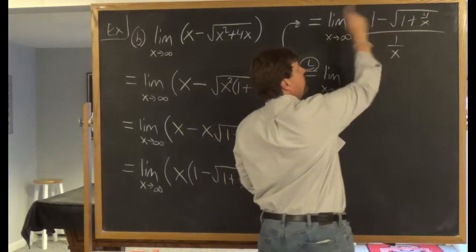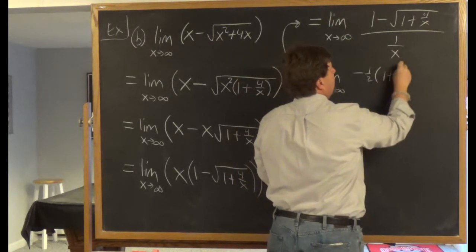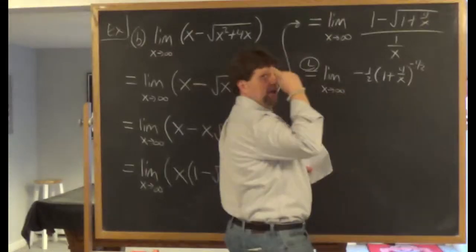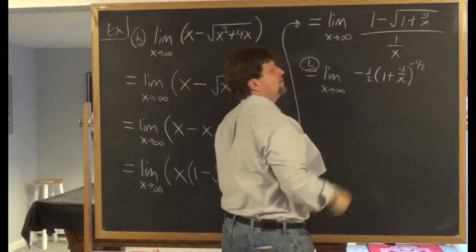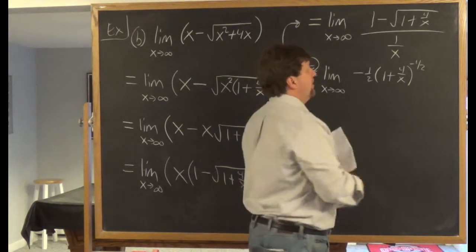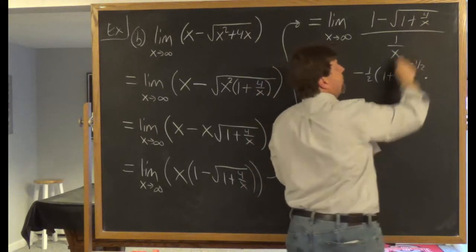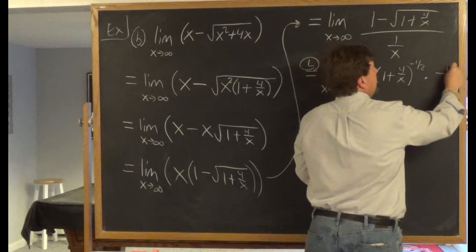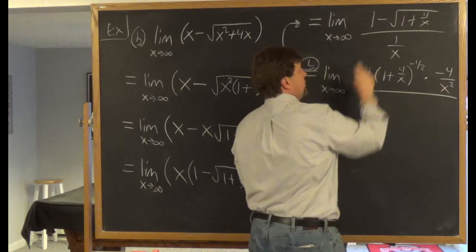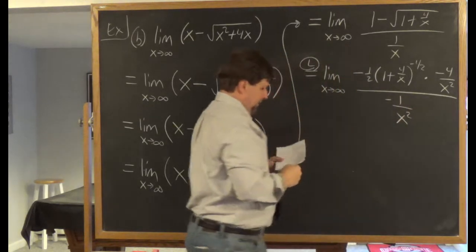Well, up here, the derivative of 1 is 0, so we're at a negative 1/2, 1 plus 4 over x to the negative 1/2 power. Yeah, mentally I rewrote the square root of 1 plus 4 over x as 1 plus 4 over x to the 1/2 power. So it's that times chain rule. I'm going to do the derivative of 1 plus 4 over x. That's negative 4 over x squared. All over the derivative of the denominator is negative 1 over x squared.